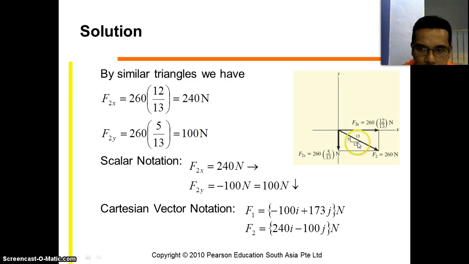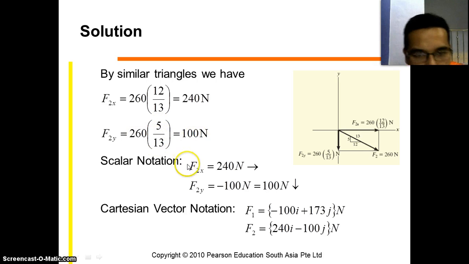Okay, so for F2 we have F2x and F2y. Using the similarity of the triangle, 5, 12, 13, F2x is 12 over 13 because 12 is x. So 260 multiplied by 12 over 13, and you get 240 for the x component. Now for y, it is 260 multiplied by 5 over 13, because 5 is along the y axis. So you get 100 Newton.